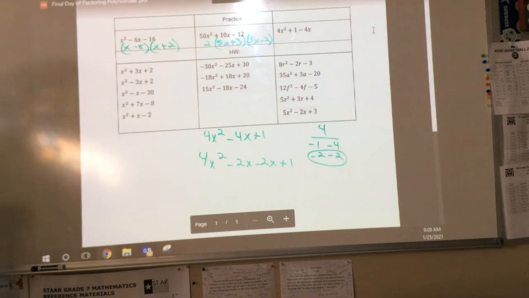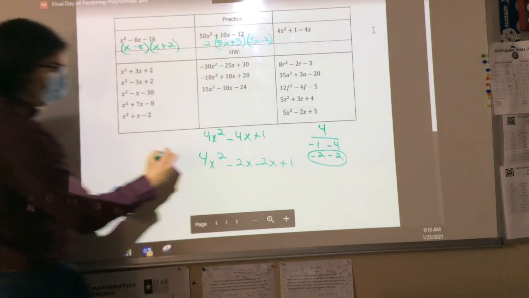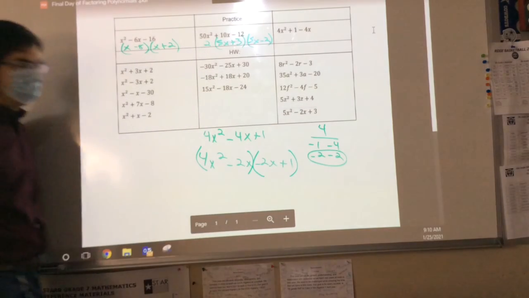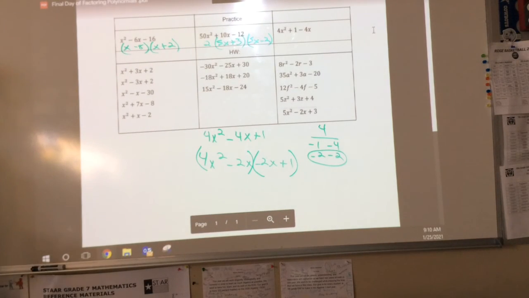I'll give you a second to catch up with me there. I know I did that pretty quick. 4x squared minus 2x minus 2x plus 1. Is everybody okay with why I rewrote those, how I rewrote those? Alright, next step is we're going to put the parentheses around them. Okay, good to go there? Questions?